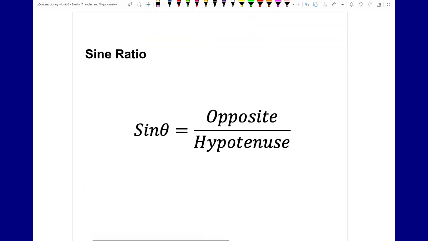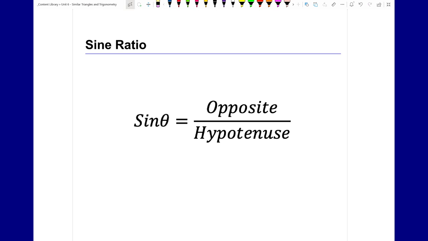Sine is a different ratio of sides. Tan was opposite over adjacent. Sine is opposite over hypotenuse. Again, theta represents our angle, and the opposite and the hypotenuse represent side lengths. So again, very similar to the tangent ratio, just a different set of sides, but same formula, same idea.